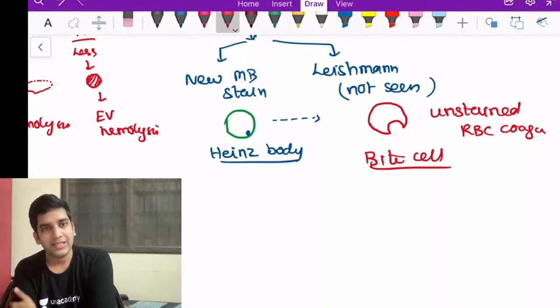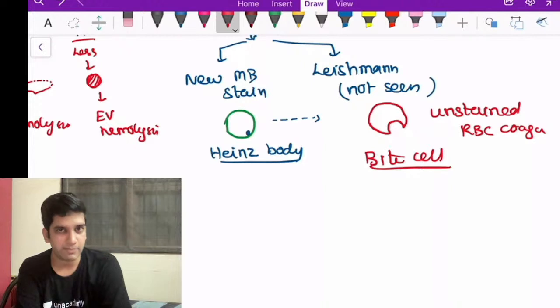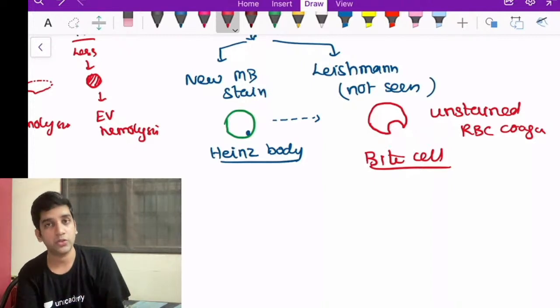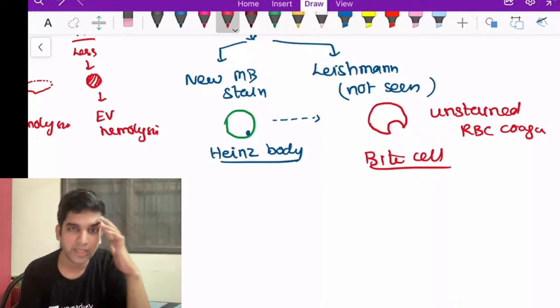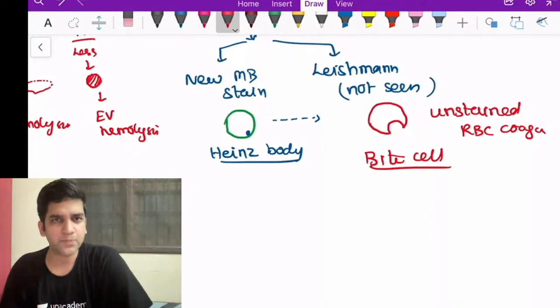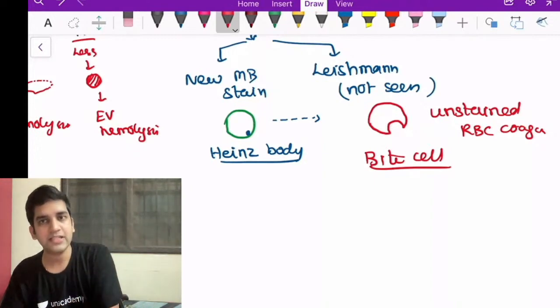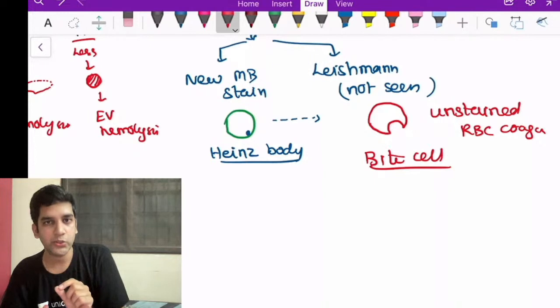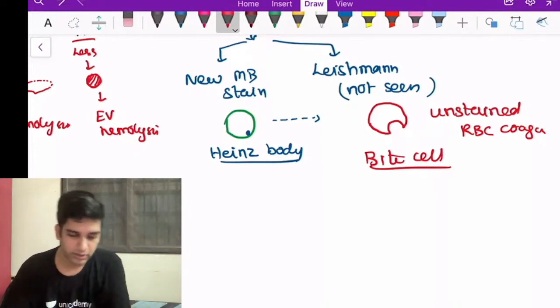In Robbins, it will be given that Heinz bodies will be plucked out by my splenic macrophages. That was an older terminology, an older thought process. It's been updated for almost 10-12 years. So look at the new thing. Bite cell is due to the unstained RBC coagulum, which is not seen in a Leishman stain. So I'll have a bite cell. So I know the pathogenesis.